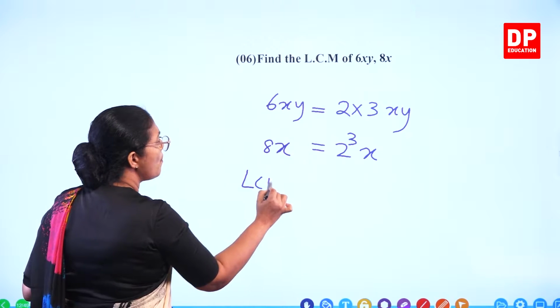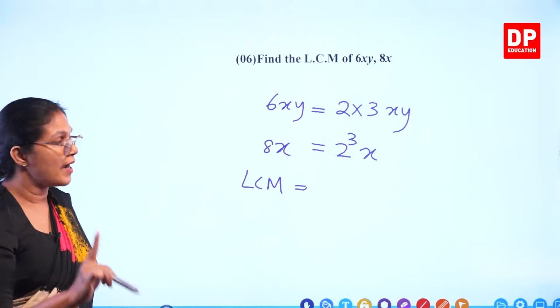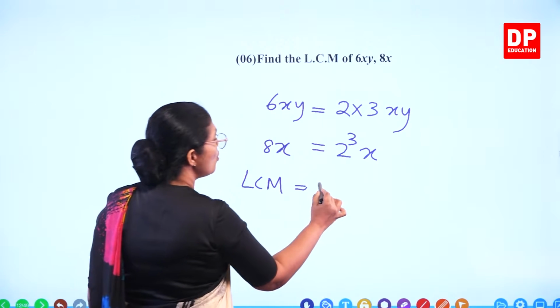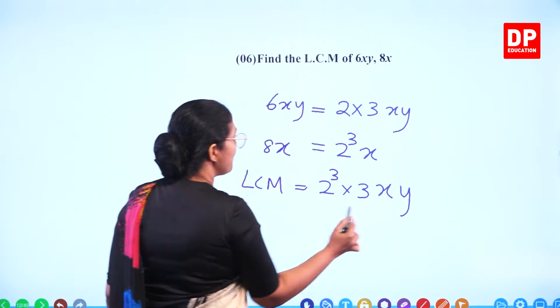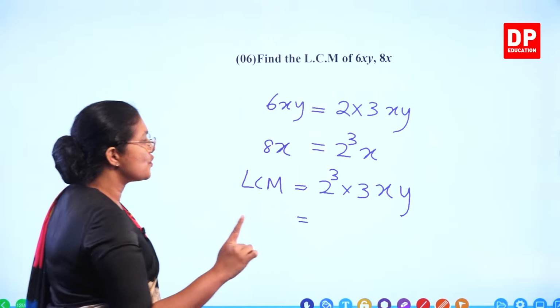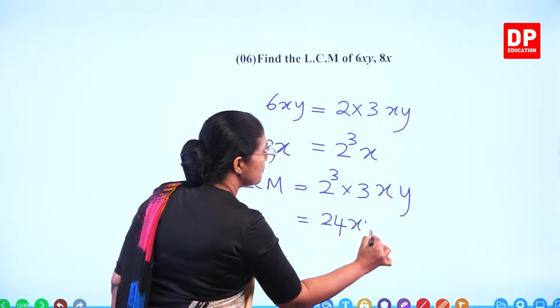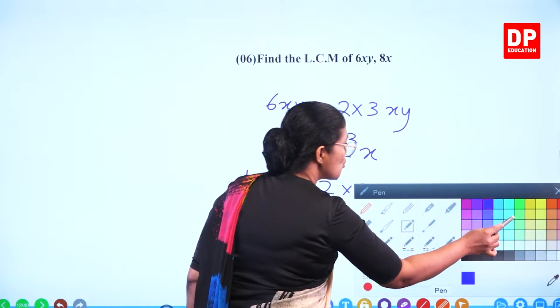Question number 6. Find the lowest common multiple of 6xy and 8x. So we can write as prime numbers. 6 is 2 times 3, x and y. 8, how can you write? 2 times 2 times 2, 2 to the power 3, x. When you're finding lowest common multiple, you have to consider all factors with maximum power. 2 to the power 3. 3 just once and x and y. So 2 to the power 3 is 8. 8 times 3, 24xy. So you get 2 marks for that.